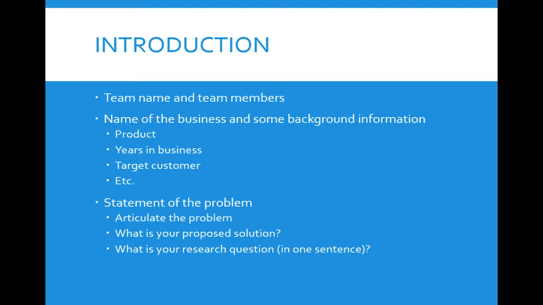So the introduction section of your presentation should have your team name and team members' names. You should also have the name of the business and some background info of the business, like what do they sell, how long have they been in business, who is their customer, and so forth. And then you should have a statement of the problem, like write a very articulate statement of what the problem is that you're trying to work with this business, what is your proposed solution, and what is your research question. That is, what exactly are you trying to do, summarized in one sentence.